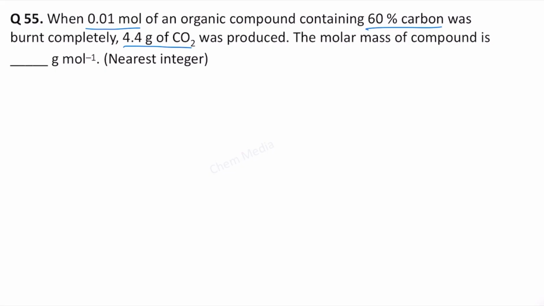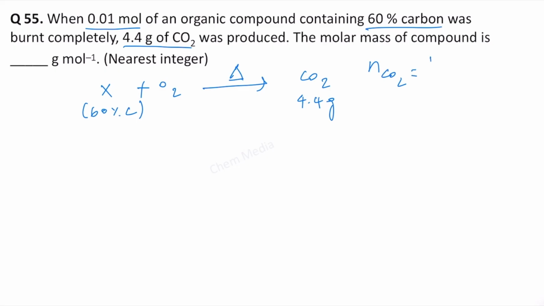Let's say we have an organic compound X that contains 60% carbon undergoing combustion and it is giving CO2 whose weight is given as 4.4 gram. So this means number of moles of CO2 is equal to mass divided by molar mass.